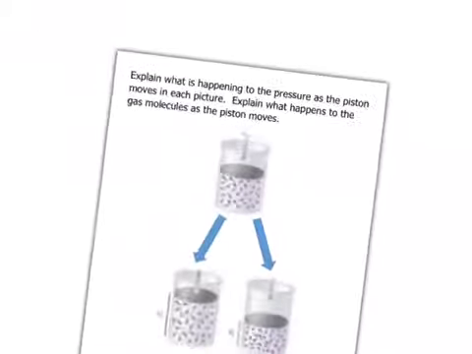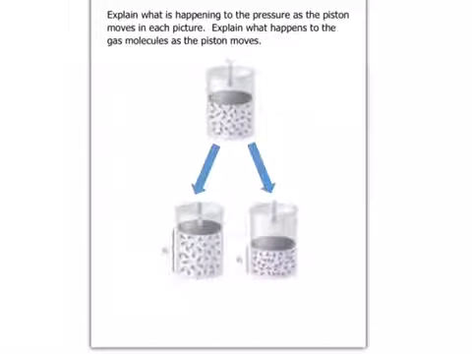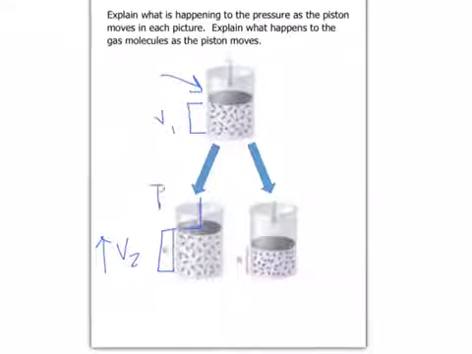Alright, here we go. Explain what is happening in the picture as the piston moves in each example. So if we look at this first one, we can see that from here to here, this is my volume 1. So from here to here, this is volume 2. And it looks like the volume here increased. It also looks like this piston that we have here isn't being pushed down as far. So we would say that the pressure then decreased.